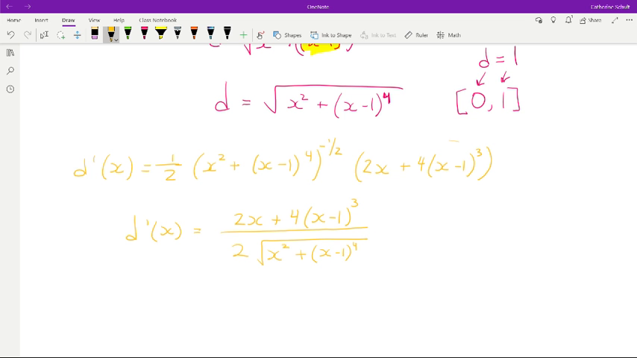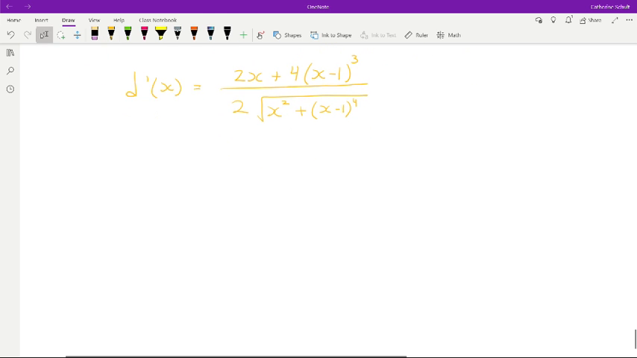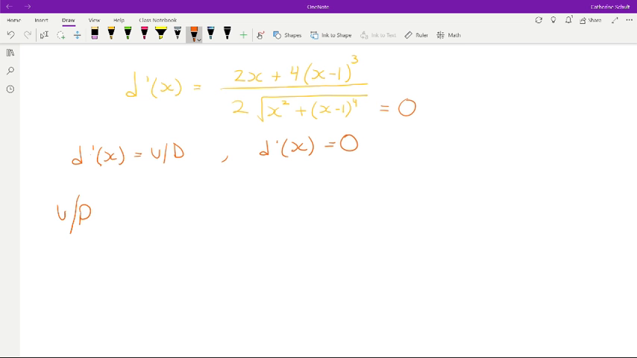Okay. So now that we have the derivative and we're trying to optimize, we have to find the critical numbers. Critical numbers, again, are where d prime is undefined and where d prime, the derivative, is 0. All right, so let's look at undefined first. Undefined is when the denominator equals 0.